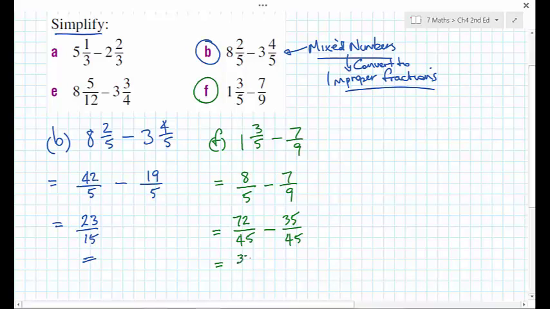is 37 on 45, and then I have a look to see if I can simplify this fraction any further. And I can't, so I just leave it as it is. So remember, whatever my answers are, I always look to see if I can simplify the fraction any further. And remember, where I have mixed numbers, I always convert them to improper fractions first before doing anything in maths. Working through with mixed numbers is very confusing and not very good mathematics.